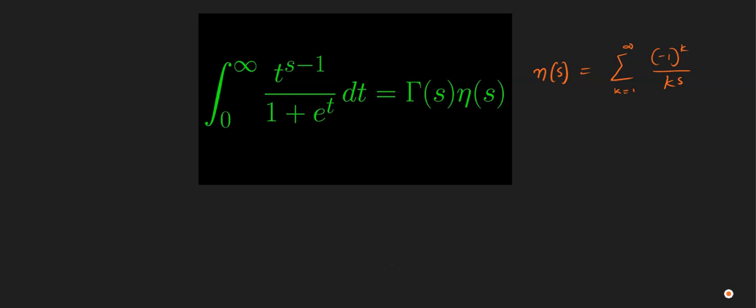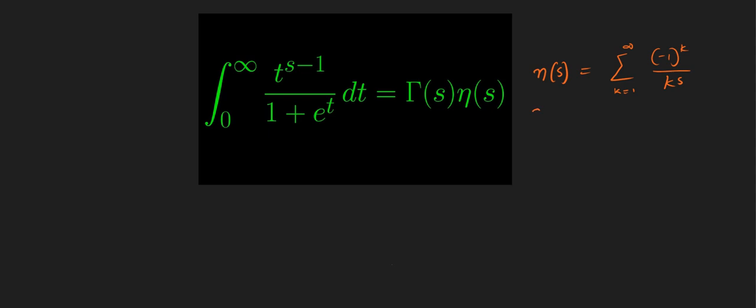Today in this video, we're going to try to evaluate this integral, which is the integral from 0 to infinity of t to the s minus 1 over 1 plus e to the t dt. And it says it equals gamma of s times eta of s. Here, eta of s is the sum of negative 1 to the k as k runs from 1 to infinity of 1 over k to the s power.